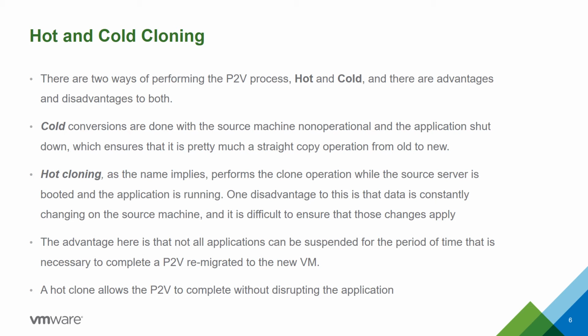But the problem with this approach is that since the machine is in the process of performing some activity, there's constant change happening on it. So the final virtual machine that you create out of it might have lost certain changes that happened on the physical machine. So it might not be a 100% consistent copy compared to the physical one. But the advantage here is that not all applications need to be suspended for the period of time that is necessary to complete a P2V migration to the new virtual machine. A hot clone allows P2V to complete without disrupting the applications. But there are tools using which you can patch up those differences that you missed out on your virtual machine compared to the physical machine.